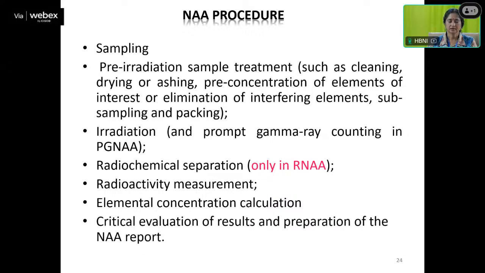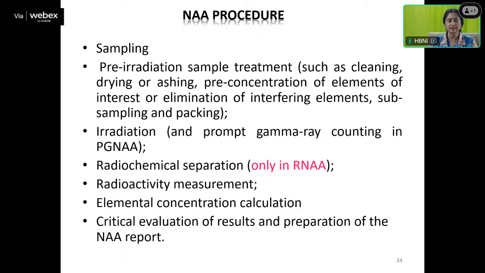So now let us see the NAA procedure again. Sampling, pre-irradiation sample treatment such as cleaning, drying, ashing, pre-concentration of elements of interest or elimination of interfering elements, subsampling and packaging, irradiation and prompt gamma counting if required, then radiochemical separation if required, radioactivity measurement, then elemental concentration calculation, and critical evaluation of results and preparation of the NAA report.